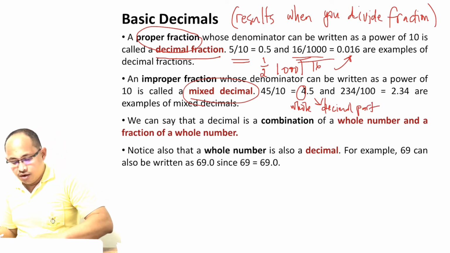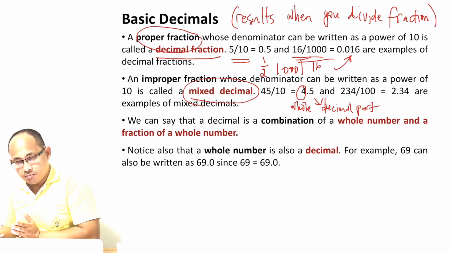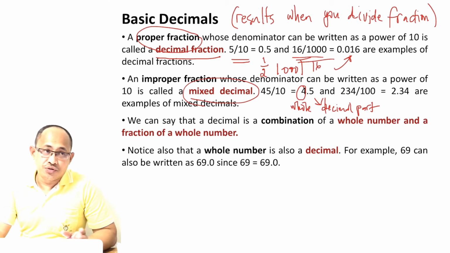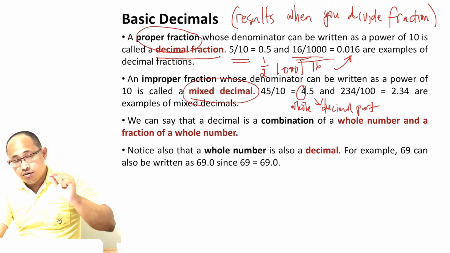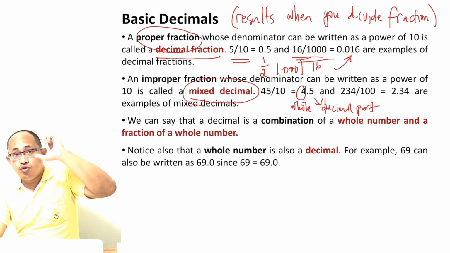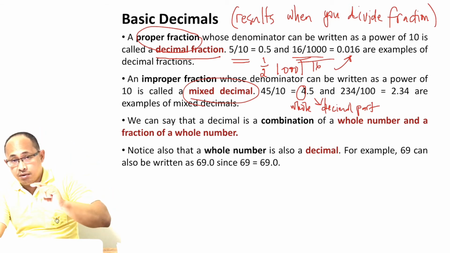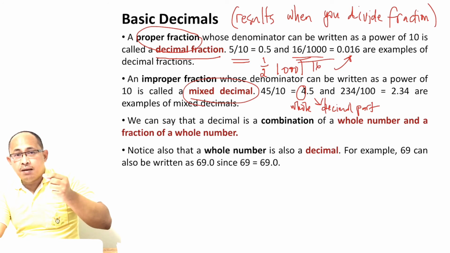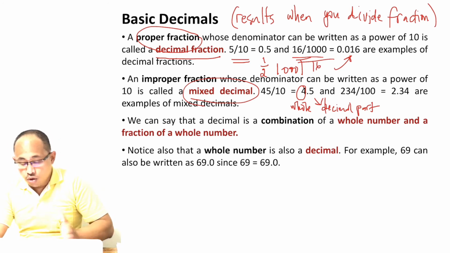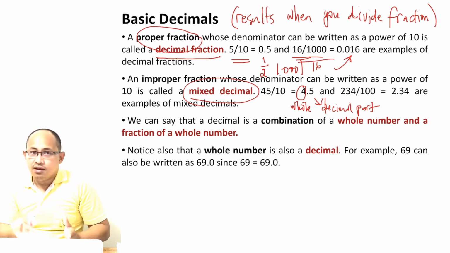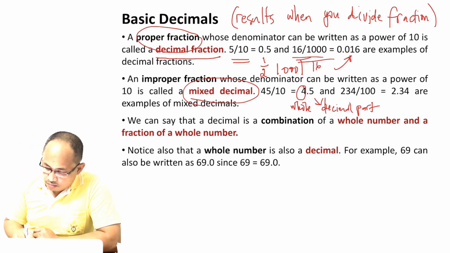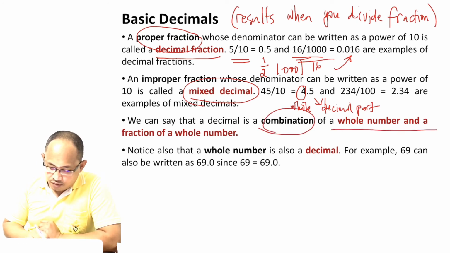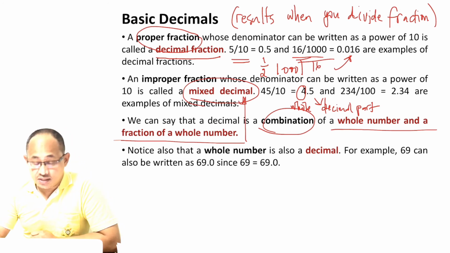Okay? We have here a whole number and the other side will be the decimal part. That's why for improper fractions, the result will be a mixed decimal. When you divide an improper fraction, meaning the numerator is greater than the denominator, the result will be a mixed decimal. There will be a whole number part plus a point and a decimal part. Now the third one is a combination of a whole number and a fractional part. We call it mixed decimal.